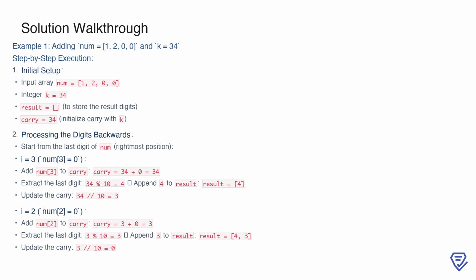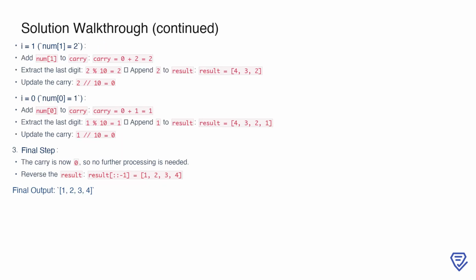Next, we handle the remaining digits of number. For i equals 1, the value at number[1] is 2. Adding this to the carry, which is currently 0, gives us 2. The last digit of 2 is 2, so we append it to result, making result equals [4, 3, 2]. Updating the carry by dividing 2 by 10 yields carry equals 0. Finally, for i equals 0, the value at number[0] is 1. Adding this to the carry gives us 1. The last digit of 1 is 1, so we append it to result, resulting in result equals [4, 3, 2, 1]. The carry remains 0 after updating.